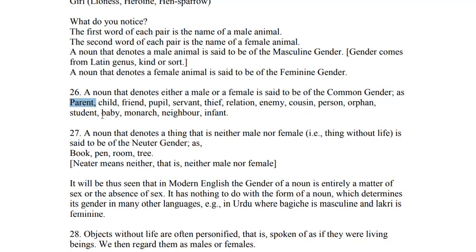Student, baby, monarch, neighbor, infant. Infant can be either male or female. Neighbor can be either male or female. Similarly, monarch can be either male or female. Monarch is the head of the state, a king. So a noun which indicates an object which can be either male or female, for which both genders are possible, is a noun of common gender. So all of these nouns are nouns of the common gender.